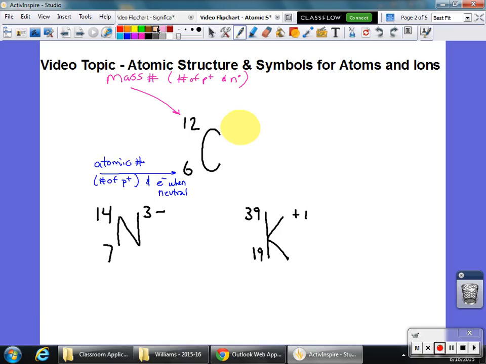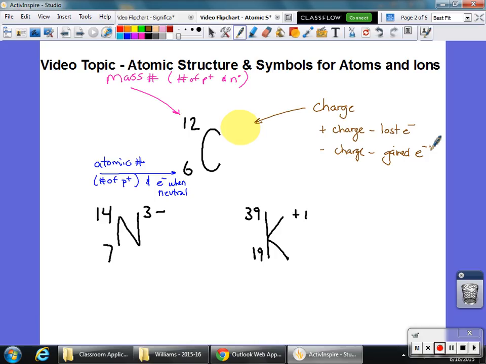If there happens to be a number in this location right there, that location would indicate what the charge of the atom would be, if there happens to be a charge. In this case, there is no number listed, so this one is neutral. But if there is a positive charge, that means that they have lost electrons in the atom to become a cation. And if there is a negative charge, they have gained electrons to the atom and become an anion.